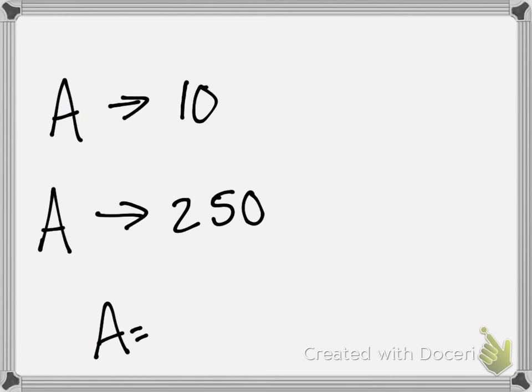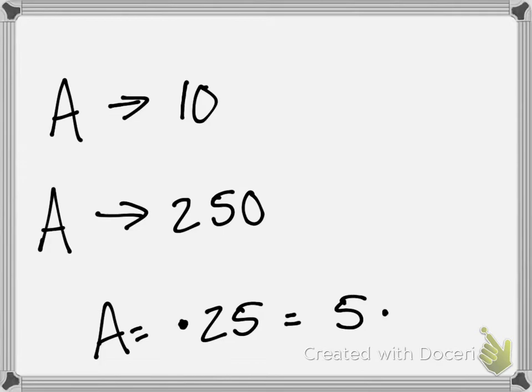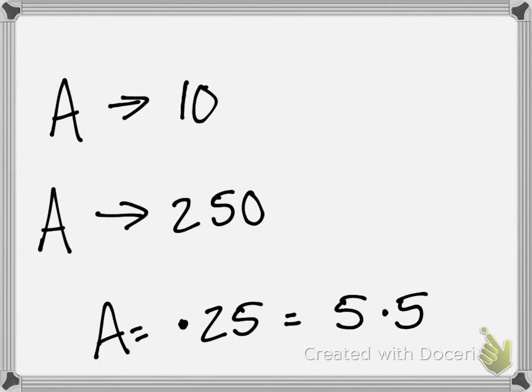But what effect did that have on the area? How much bigger did it get, Hannah? Yeah, it was multiplied by 25, which, as we see here, is 5 times 5. X times x. 5 times 5. So, if I multiplied the sides by 3, my figure would increase in area times 9, because that's 3 times 3.